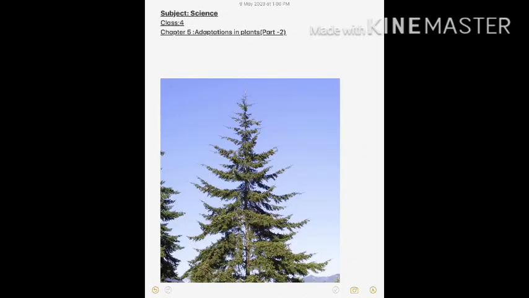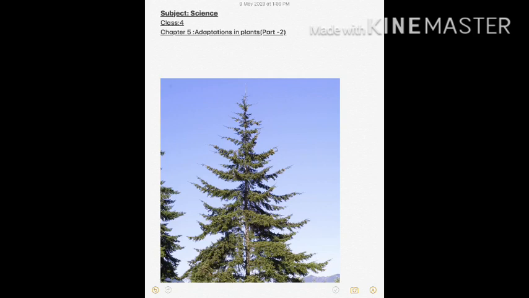Hello students. So today we'll do the chapter Adaptation in Plants part 2. We'll continue with the chapter. In the last video I described terrestrial plants, the plants growing on land. There are 5 types of landforms we have discussed, and the plants growing on them.